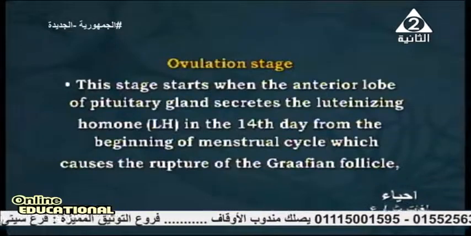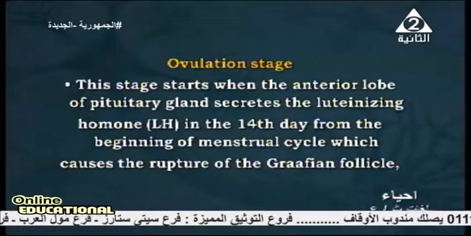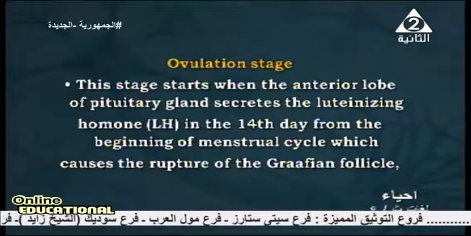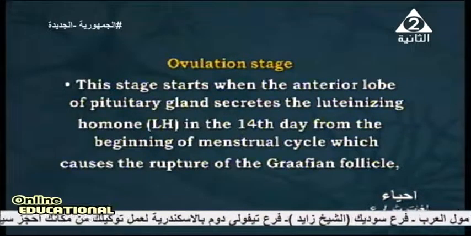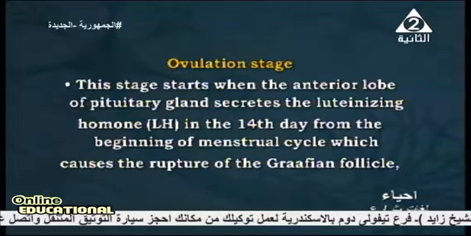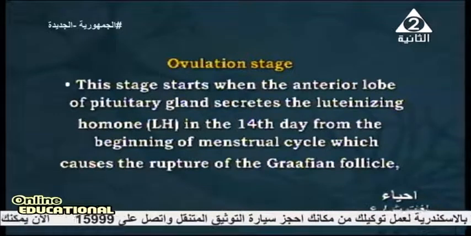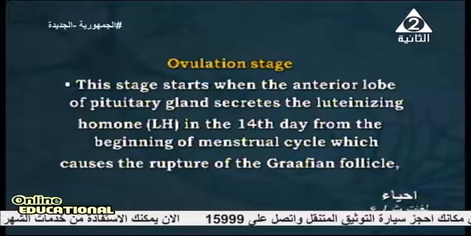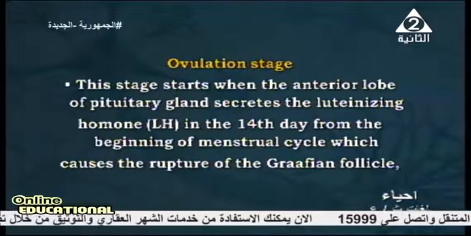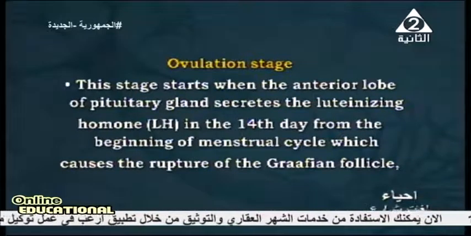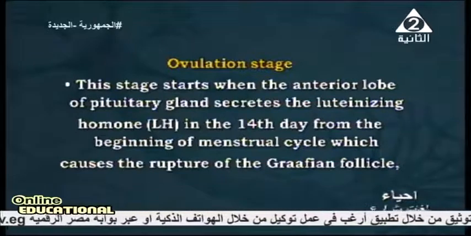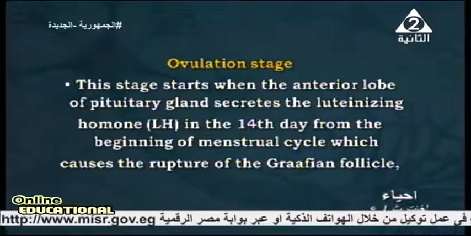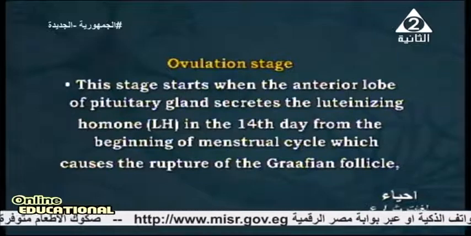Ovulation stage. The ovulation stage starts when the anterior lobe of the pituitary gland secretes the luteinizing hormone, meaning LH hormone. So the pituitary gland secretes the two hormones, FSH and LH, luteinizing hormone and FSH, on the 14th day from the beginning of the menstrual cycle.